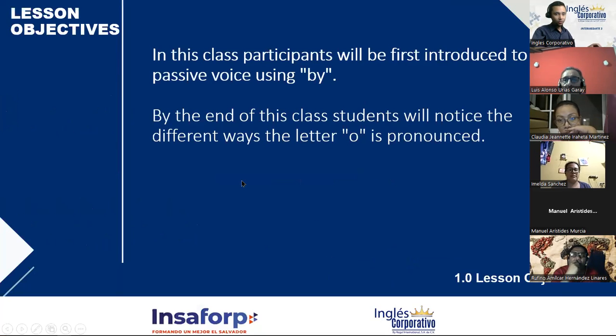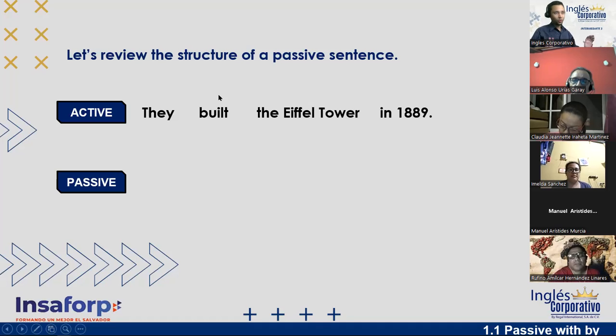So what are we going to do today? Well, we have to continue with the objective from last time. In this class, participants will be first introduced to the passive voice using by, okay? And we're going to start with this. It's a review, okay? Let's review the structure of a passive sentence. So how does this work? First, we have an active sentence, okay? They built the Eiffel Tower in 1889.